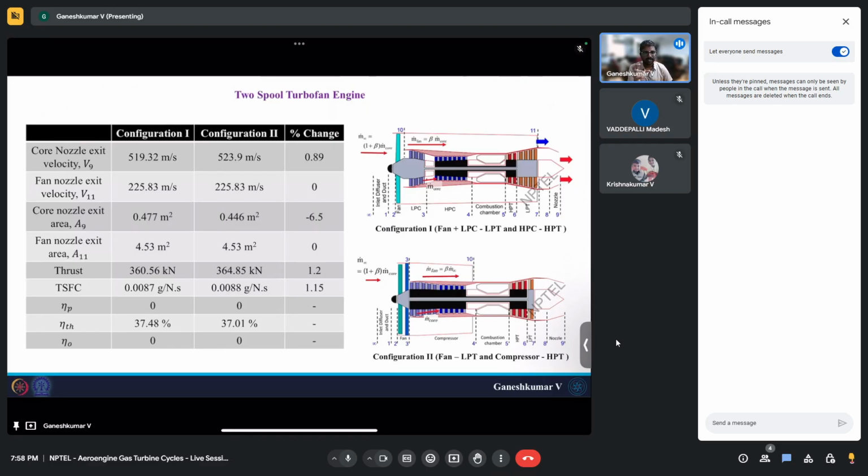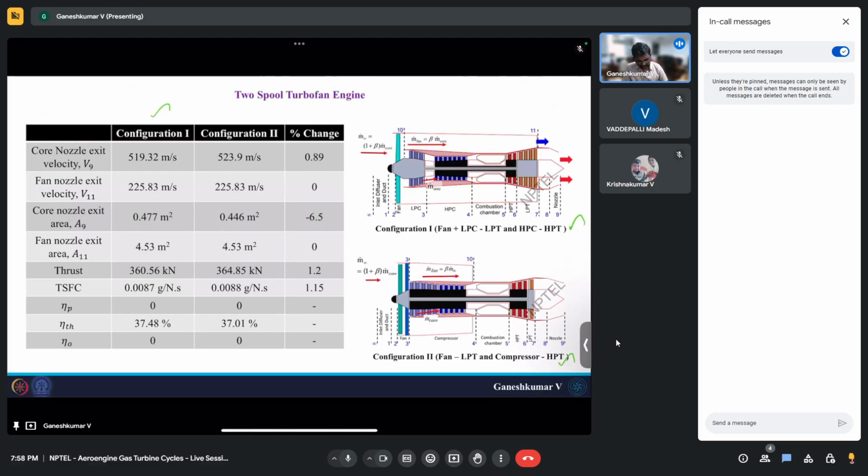Okay, let's look in a very holistic point of view at what we did till now. We had two configurations, where this is configuration one, where the low pressure turbine is driven by fan and low pressure compressor, while the high pressure turbine is driven by the high pressure compressor. Okay, and there is a configuration two which we solved today, where fan is driven by the low pressure turbine, and compressor is driven by the high pressure turbine. So I have listed down the important performance parameters that we got for these two configurations.